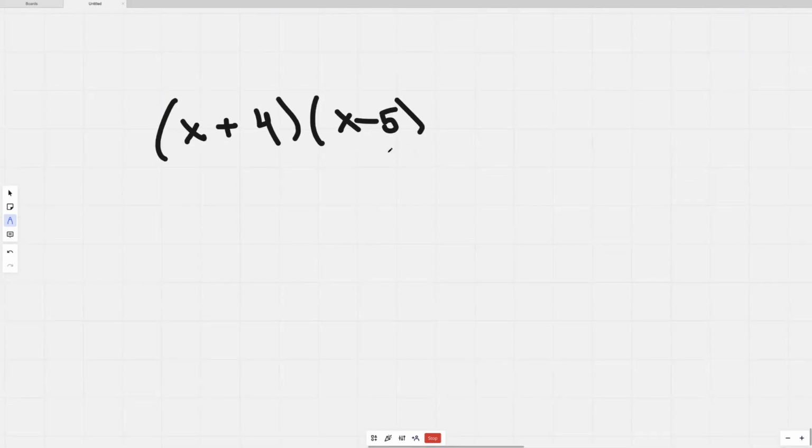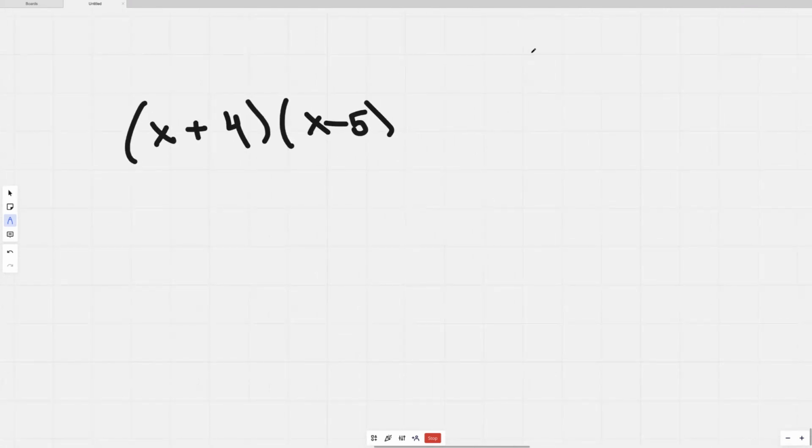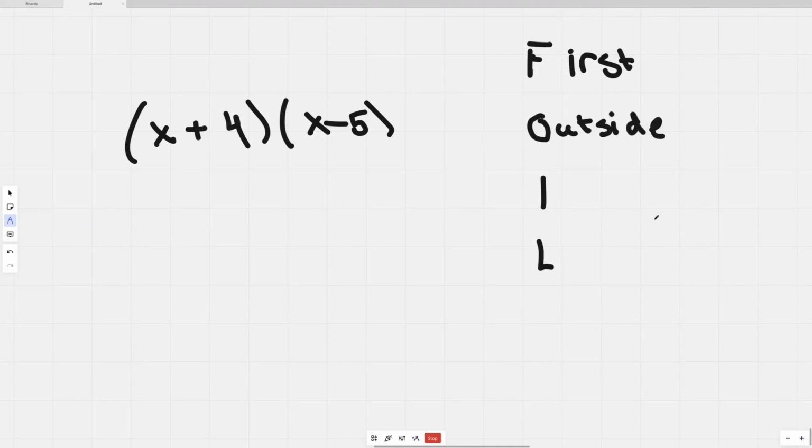So in FOIL, what does FOIL stand for? Let's write F, O, I and L. So first, outside, inside, and then last. And then we'll have different routines for each term, routines that connect one term with each other, and then we'll call it with the beginning letters of first, outside, inside, and last, which is FOIL.